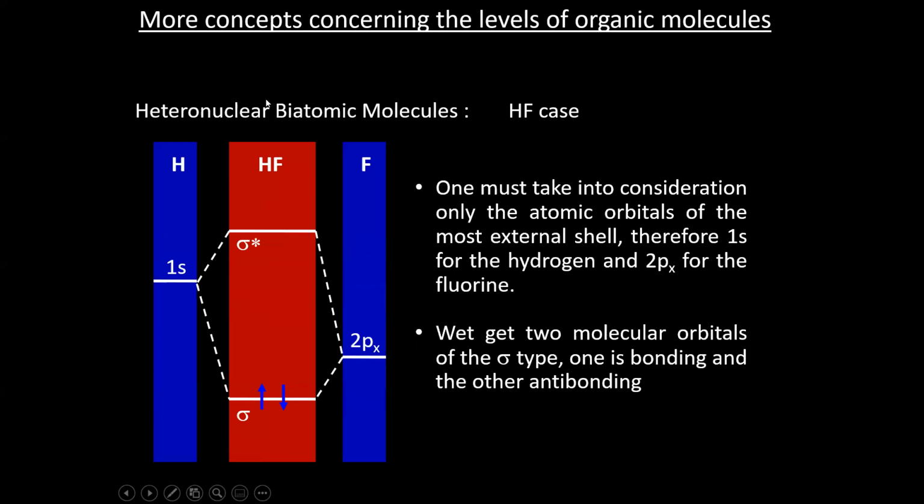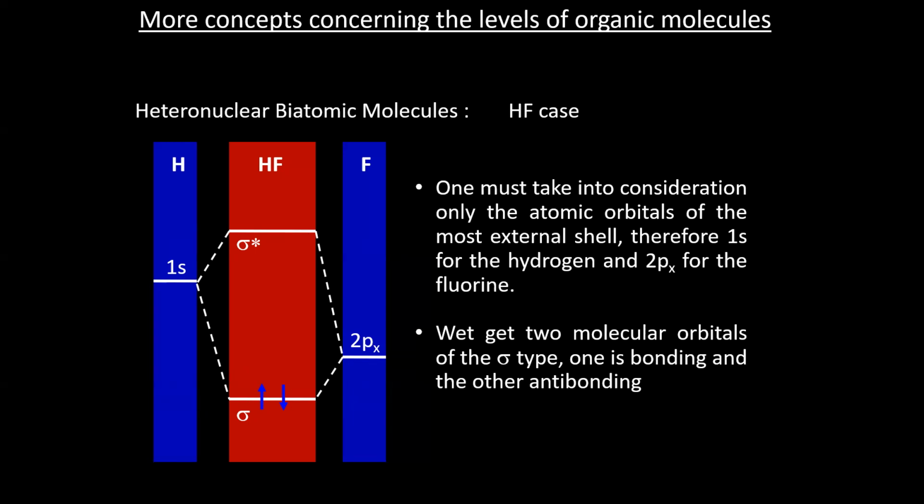In general, if you have heteronuclear diatomic molecules, like hydrogen fluoride, hydrofluoric acid, then you will combine the 1s with the 2px, and you can have a bonding and anti-bonding orbital. You will see that the electrons are here, and so the molecule is stable. And these are used to calculate the molecular orbitals.